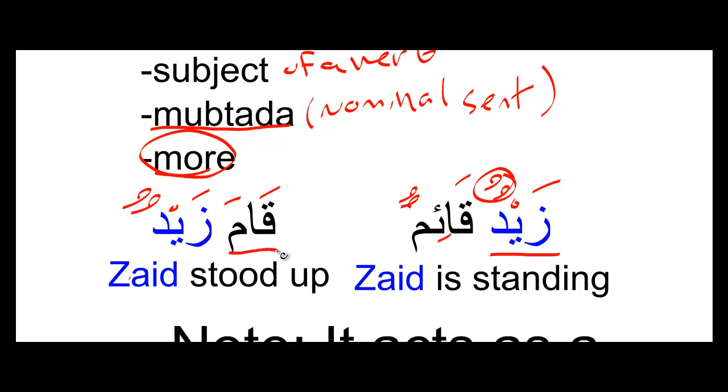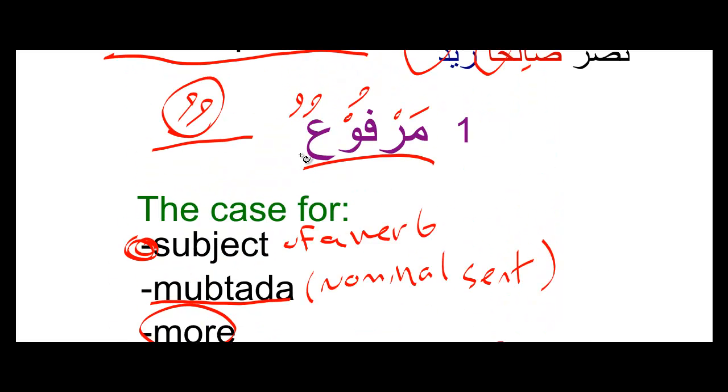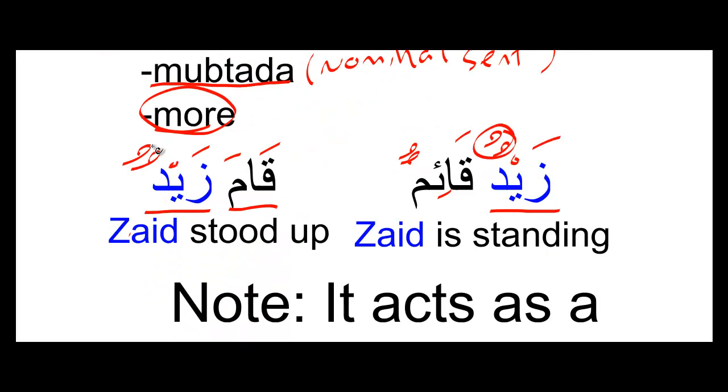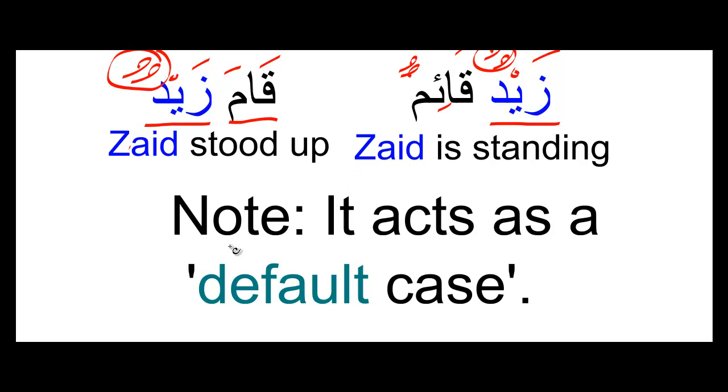I'll tell you it's a verb if you don't know. And so the subject, the doer of this, the one who's standing up, is Zayd. And so because Zayd is a subject, it has the case of marfu', and marfu' is identified by 2 dhammas. And here we go. We have 2 dhammas on Zayd.